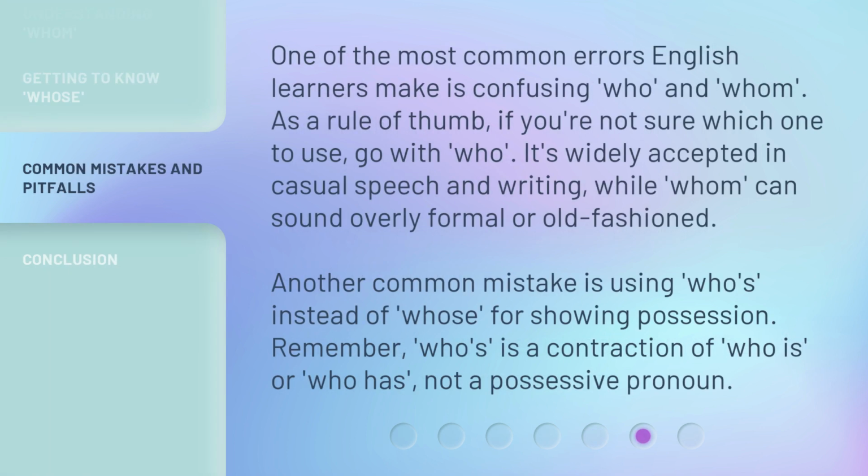One of the most common errors English learners make is confusing who and whom. As a rule of thumb, if you're not sure which one to use, go with who. It's widely accepted in casual speech and writing, while whom can sound overly formal or old-fashioned. Another common mistake is using who's instead of whose for showing possession. Remember, who's is a contraction of who is or who has, not a possessive pronoun.